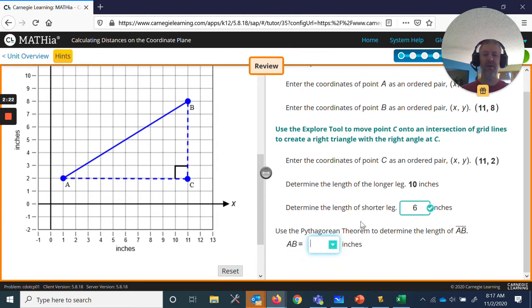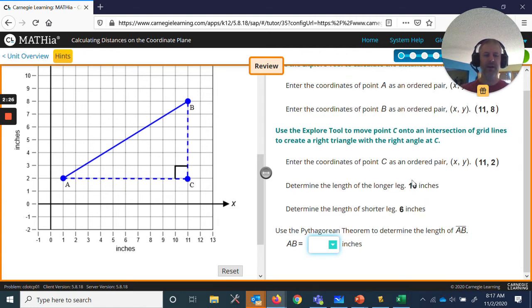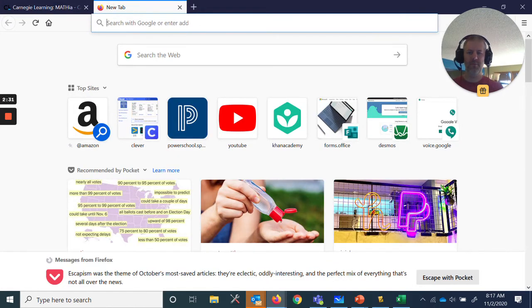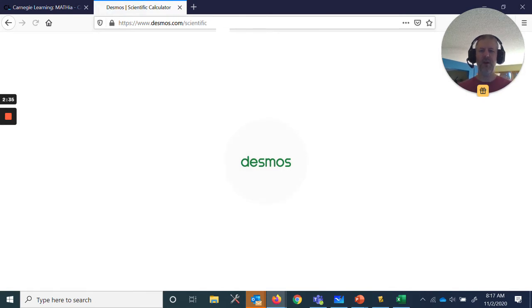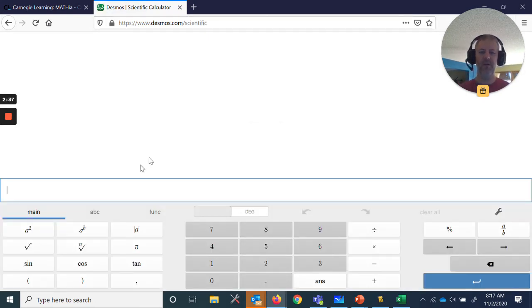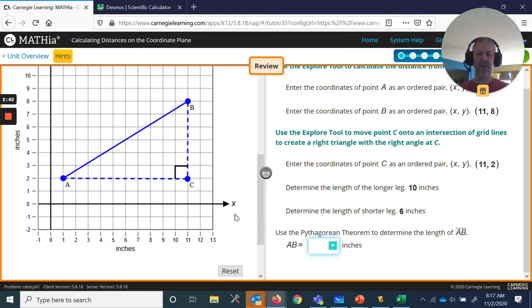Now we're going to use the Pythagorean theorem. Remember, that's a squared plus b squared equals c squared. Let me open up my scientific calculator here, desmos.com/scientific, a great little scientific calculator. It works for you. If we remember our Pythagorean theorem is a squared plus b squared equals c squared. My a and my b are these two legs of the triangle. The c is the longest side, the hypotenuse, which is across from the 90-degree angle.